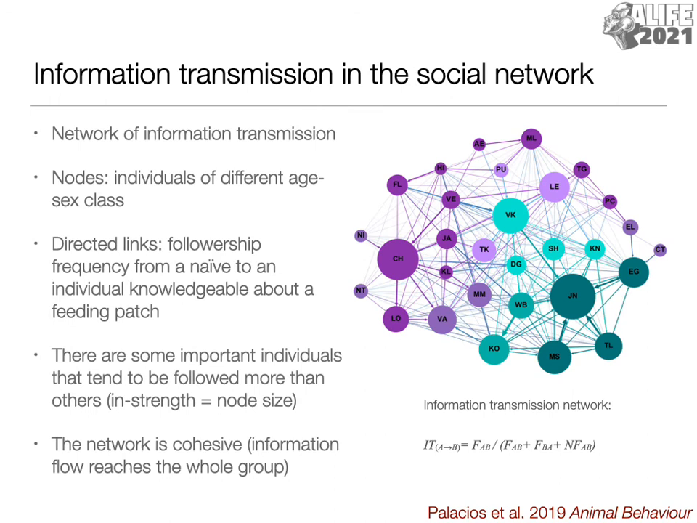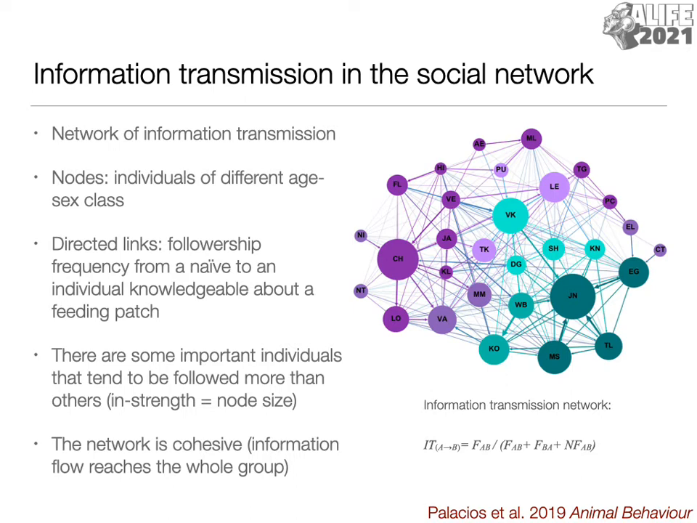So we have carried out observations that have allowed us to detect which individuals know about a fruiting tree. By noting when these knowledgeable individuals are followed by others that have not yet visited that tree, thus being naive about the presence of fruit there, we can construct networks of followership that effectively represent the flow of information about fruiting trees. So here the network shows the different individuals in the group belonging to different age-sex classes.